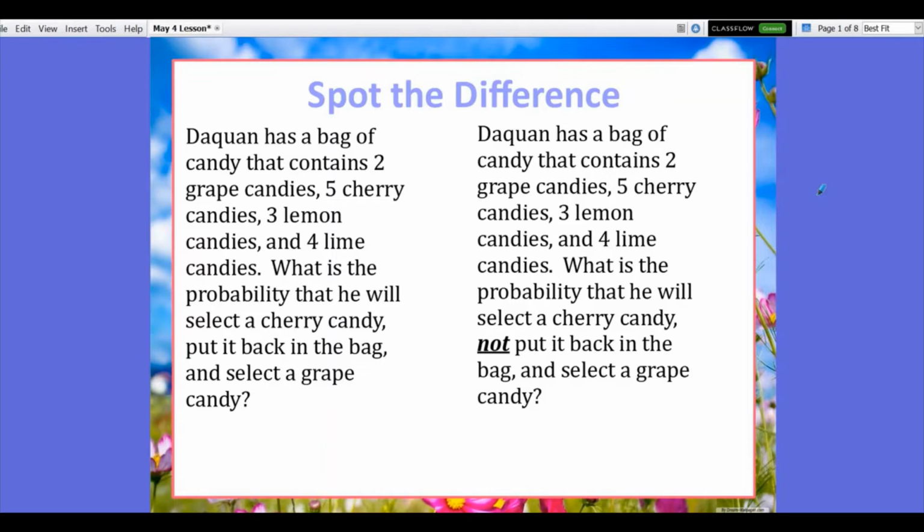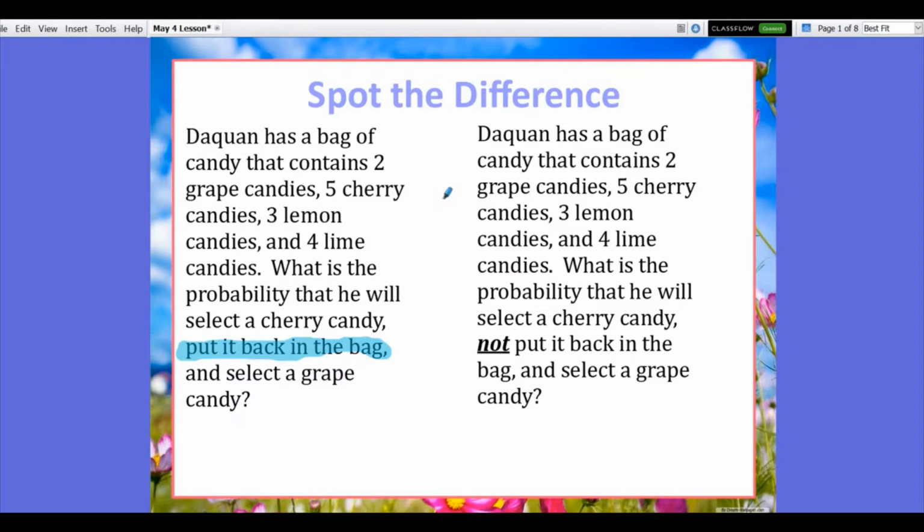But anyway, we are going to spot the difference between these two things. So I'm going to read them both to you. Aquan has a bag of candy that contains 2 grape candies, 5 cherry candies, 3 lemon candies, and 4 lime candies. What is the probability that he will select a cherry candy, put it back in the bag, and select a grape candy? Well, I'm going to tell you right now that this line here is the most important line in the whole problem. So let's read the other one and see if we can find anything different.